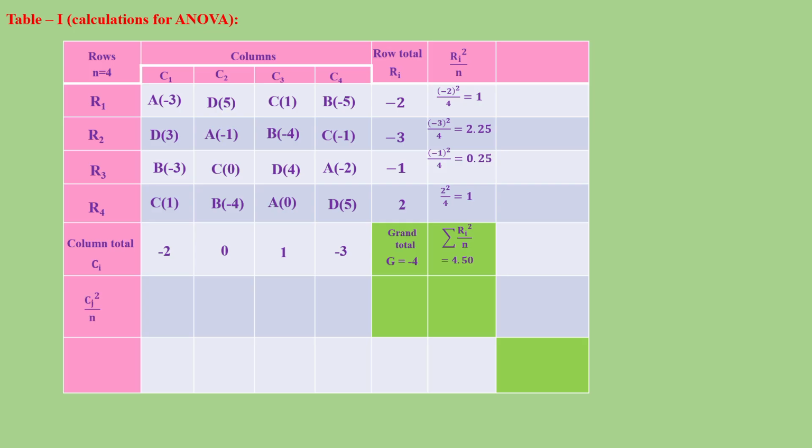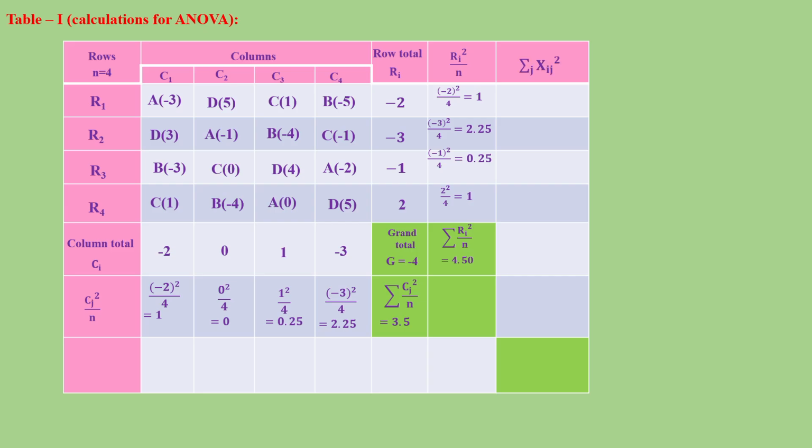Similarly for the columns, Cj square by n. First column total is minus 2, so minus 2 square by 4, 1. 0 square by 4, 0. 1 square by 4, 0.25. Minus 3 square by 4, 2.25. Then add all the numbers. You will get summation Cj square by n, that is equal to 3.5.